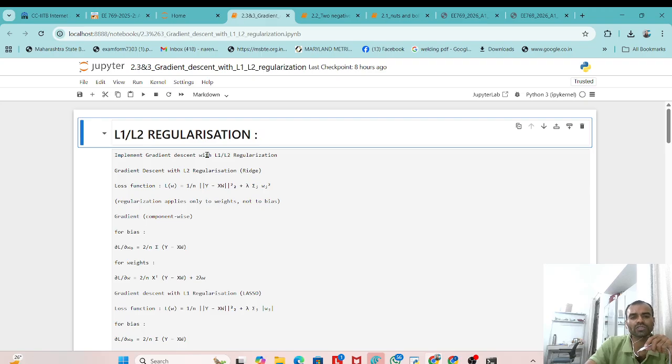L2 regularization penalizes large weights heavily, and it penalizes small weights only mildly.